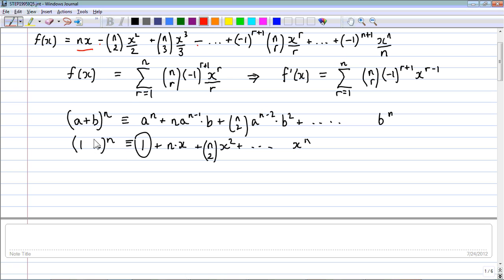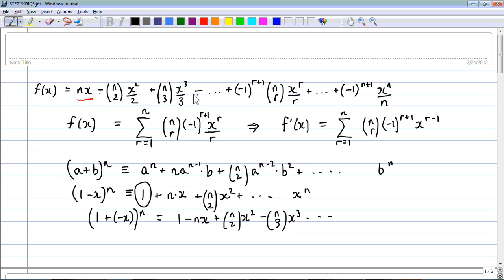Because, let's use black here, (1 - x)^n is the same as (1 + (-x))^n, which means that I can replace x with minus x, giving me 1 - nx + n choose 2 x squared - n choose 3 x cubed, and so on with alternating signs. And now I have something that looks extremely similar to this.